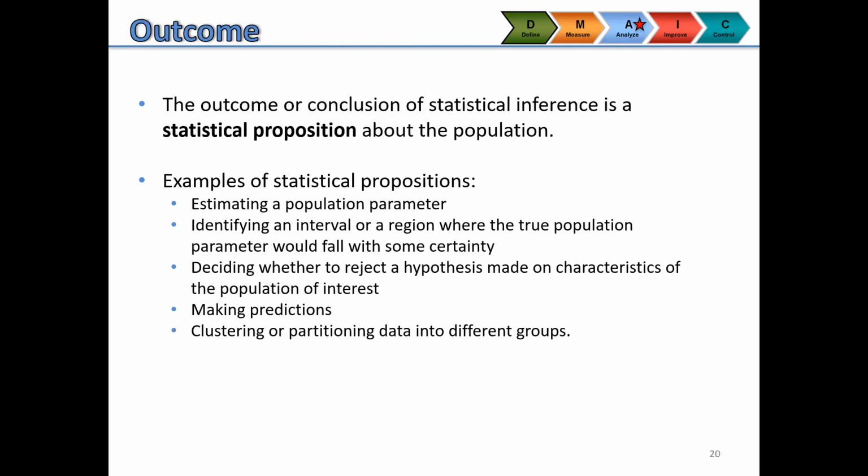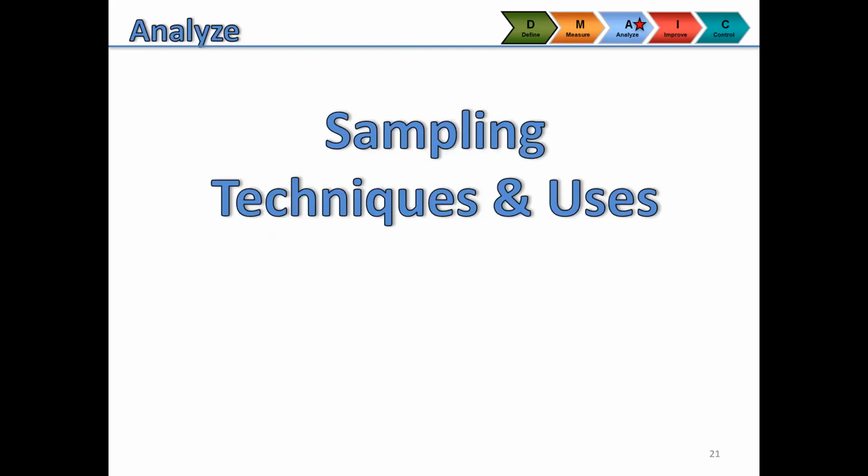The outcome or conclusion of statistical inference is a statistical proposition about the population. Some of those may be estimating a population parameter. I think predicting is what we're really most interested in. Others include identifying an interval or region where the true population value would fall with some certainty, deciding whether to reject the hypothesis, making predictions, or clustering or partitioning data into different groups. All right, so that's inferential statistics, which we're going to pick up big time next week with hypothesis testing.